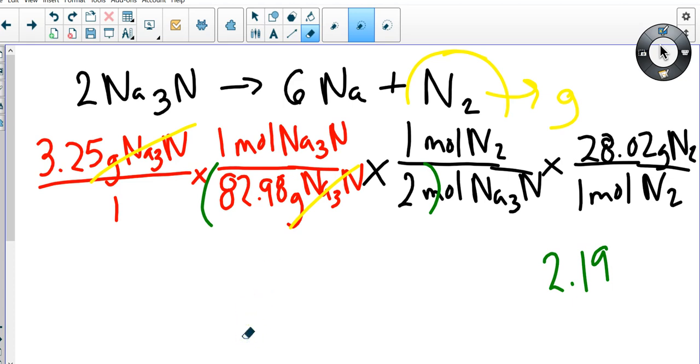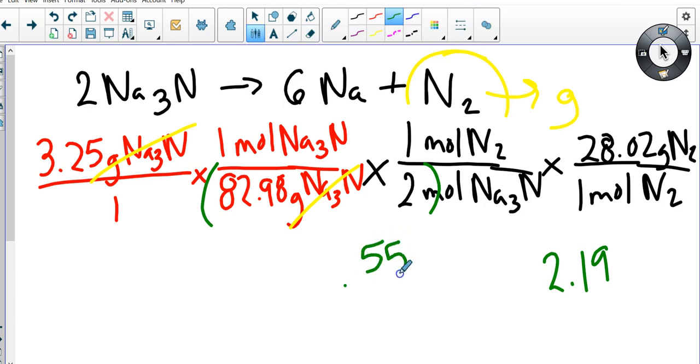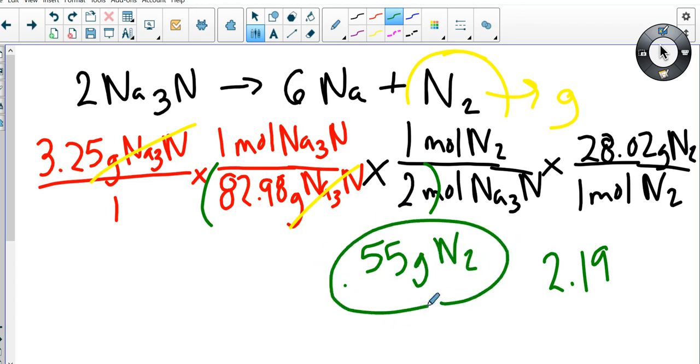Anyway, divided by parentheses, 82.98 times 2. Close it up. The real answer is 0.55, and it's grams of nitrogen. Are we super clear on the fact that you have to use parentheses on the bottom now?